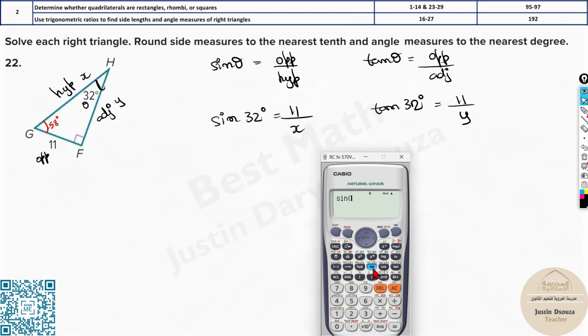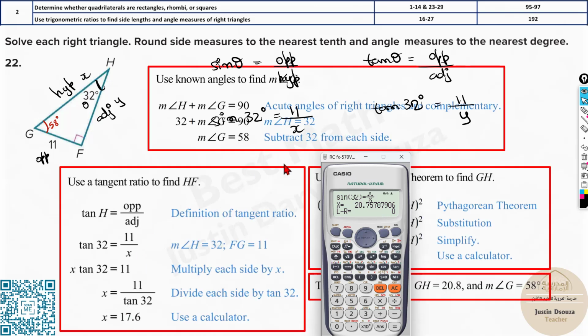First, you can just write sine 32 equals 11 divided by x, where x is alpha x. Shift and solve, and then press equals, this is your answer, the first one. You can see one of the sides is 20.8, GH. Yes, x is GH, isn't it? That's 20.8 because we are rounding off to the nearest tenth.